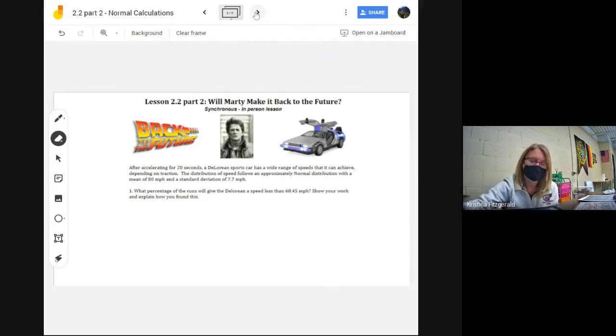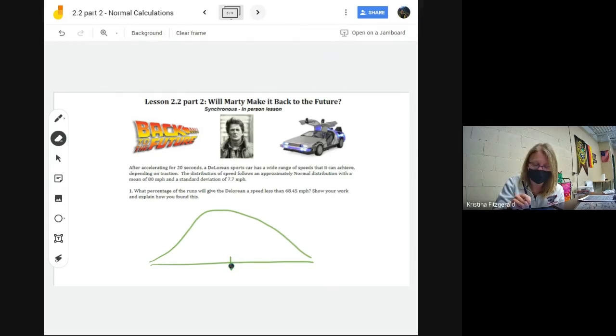Then we went on to this question. This is where we're getting into things. We've got our situation from yesterday, so we have the same curve. That's not very symmetric, but making it work. Okay, so we're going to label our curve, and then we're going to mark out our standard deviations from yesterday.